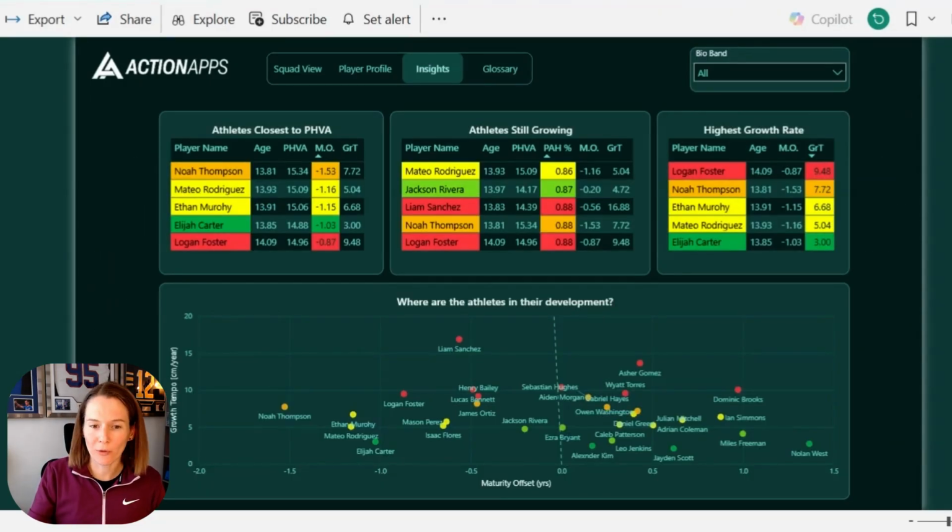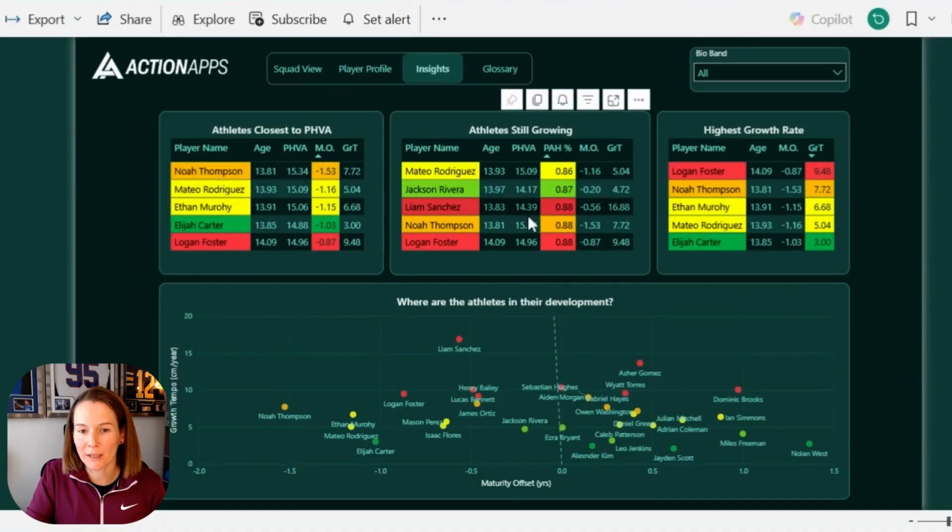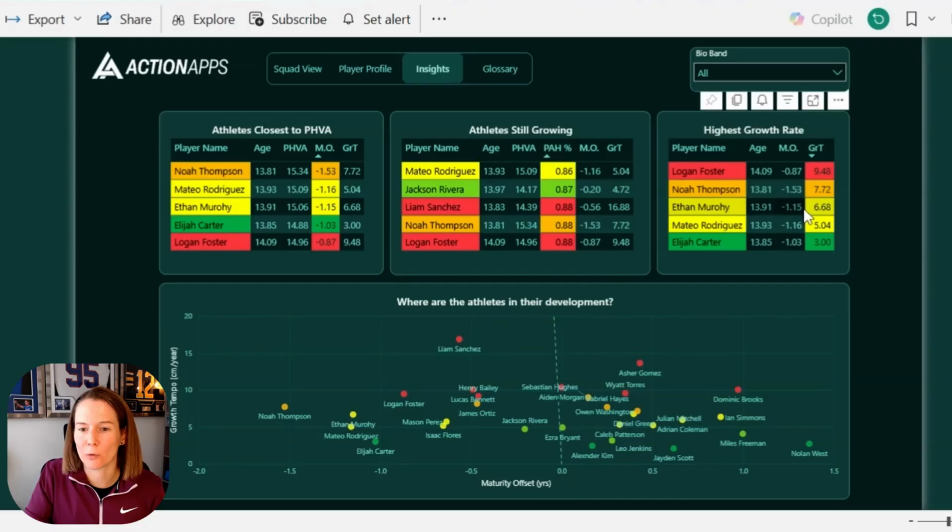So to try and help the user identify some of those athletes based on the risk factors that we spoke about earlier, here they are highlighting the top 5 individual athletes. Here, those who are at an age that is closest to their peak height velocity age. We have those who are still growing, so those who are the lowest percentage of predicted adult height, as well as those individuals who have the highest growth rate.